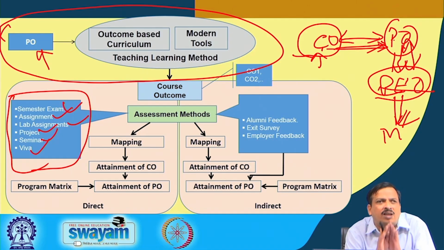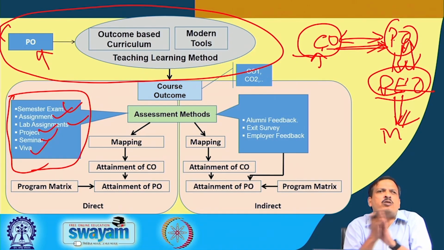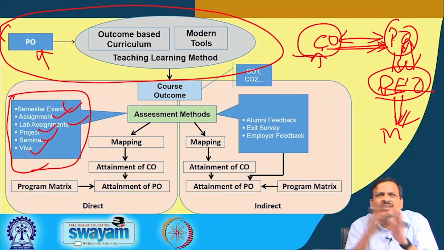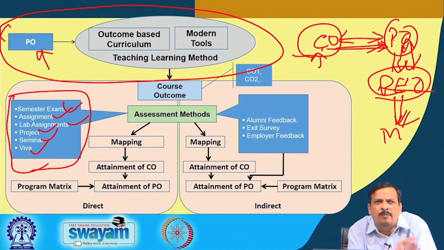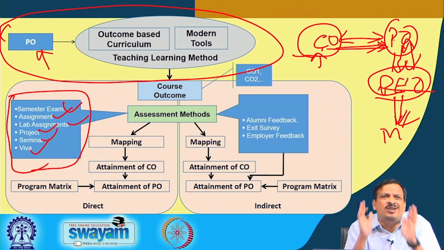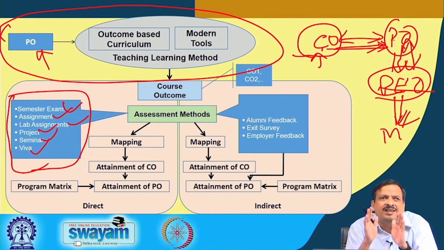So, there is no thumb rule that there will be 2 class tests, 1 class test, or 3 class tests. It depends on how you teach, and that class test is a feedback loop. This is called a classroom response system.